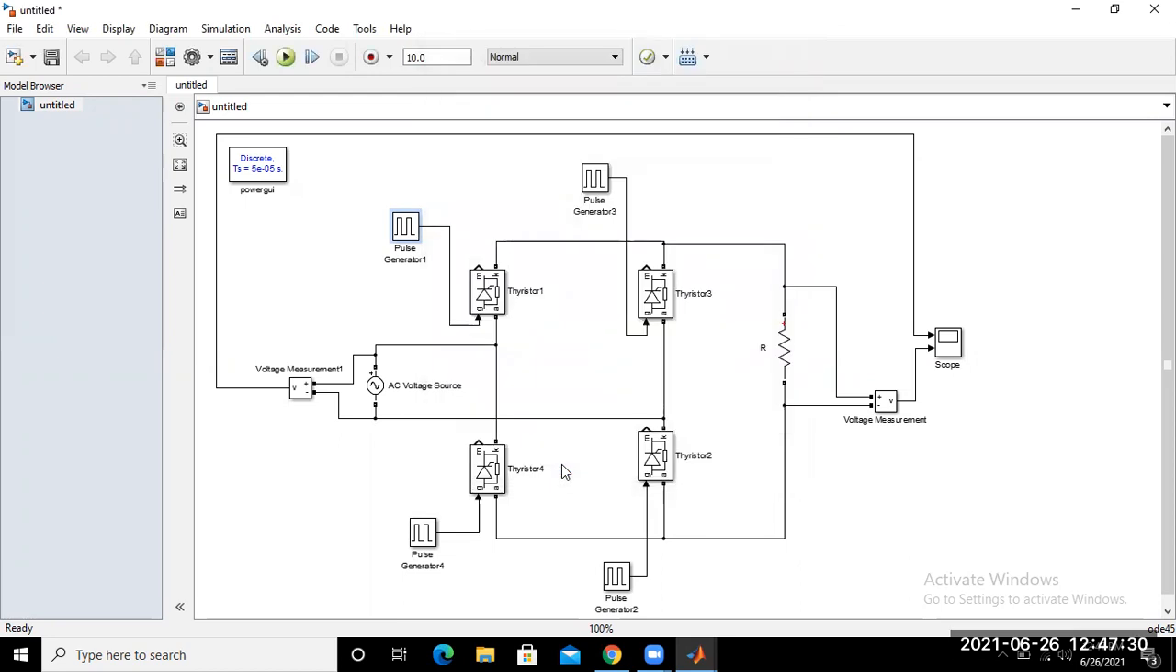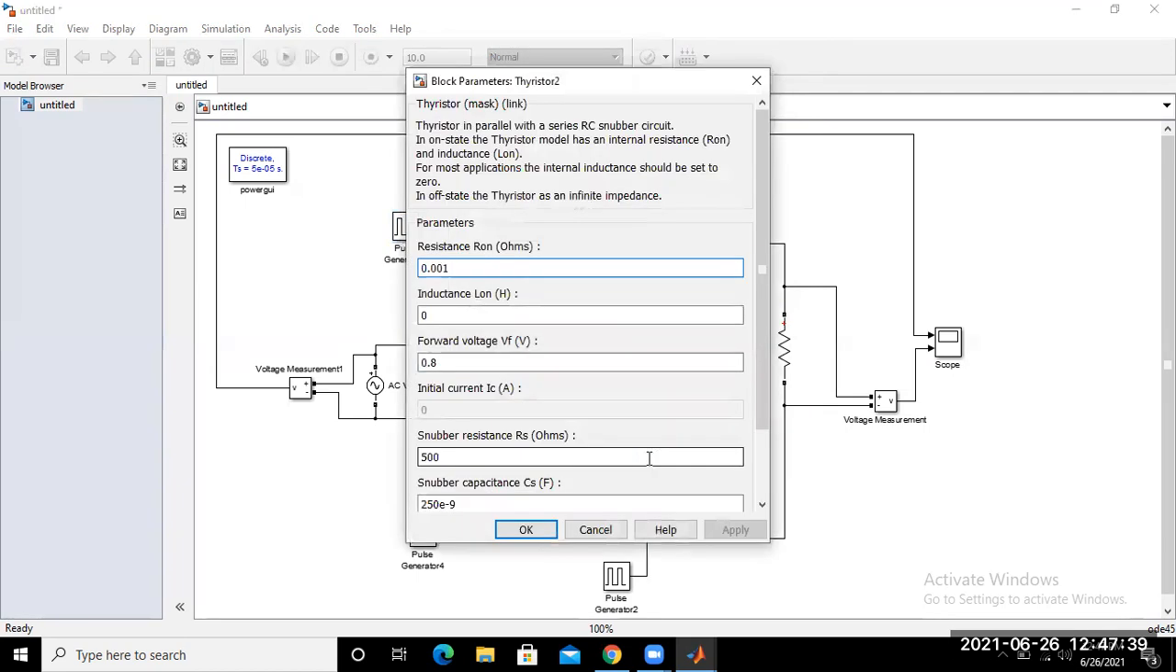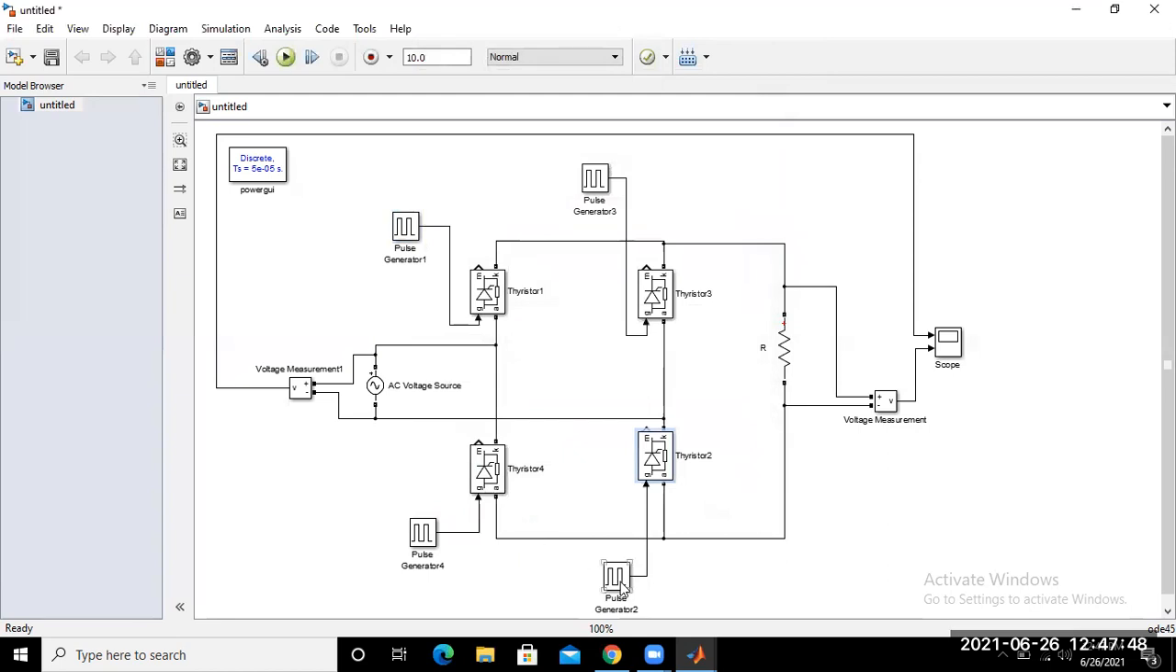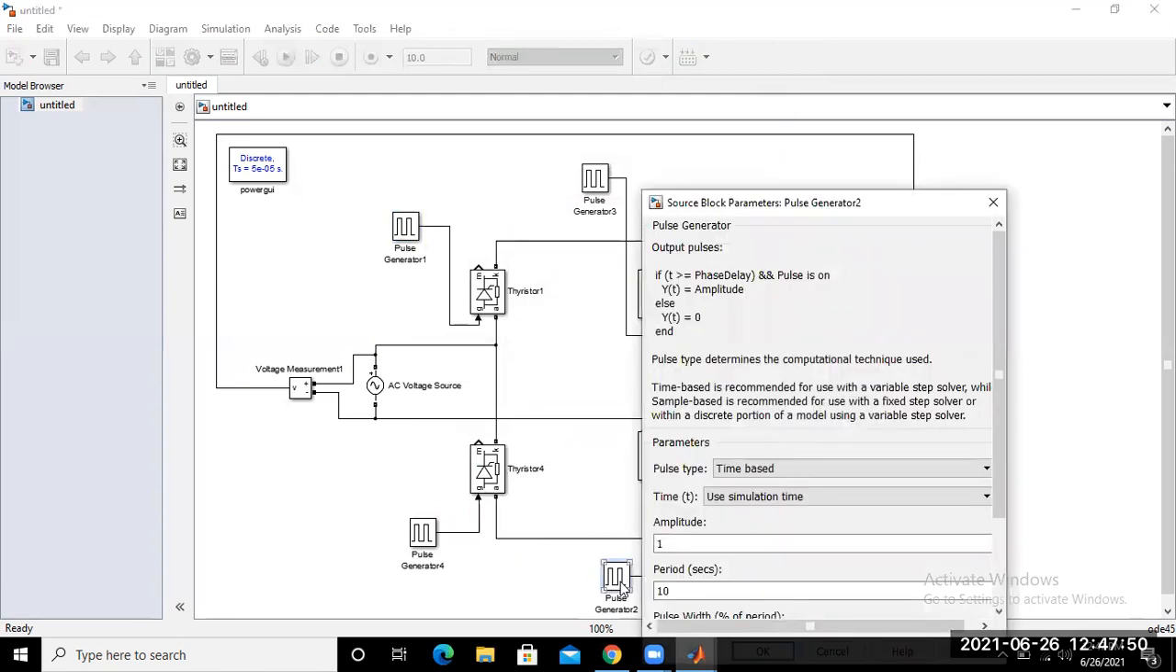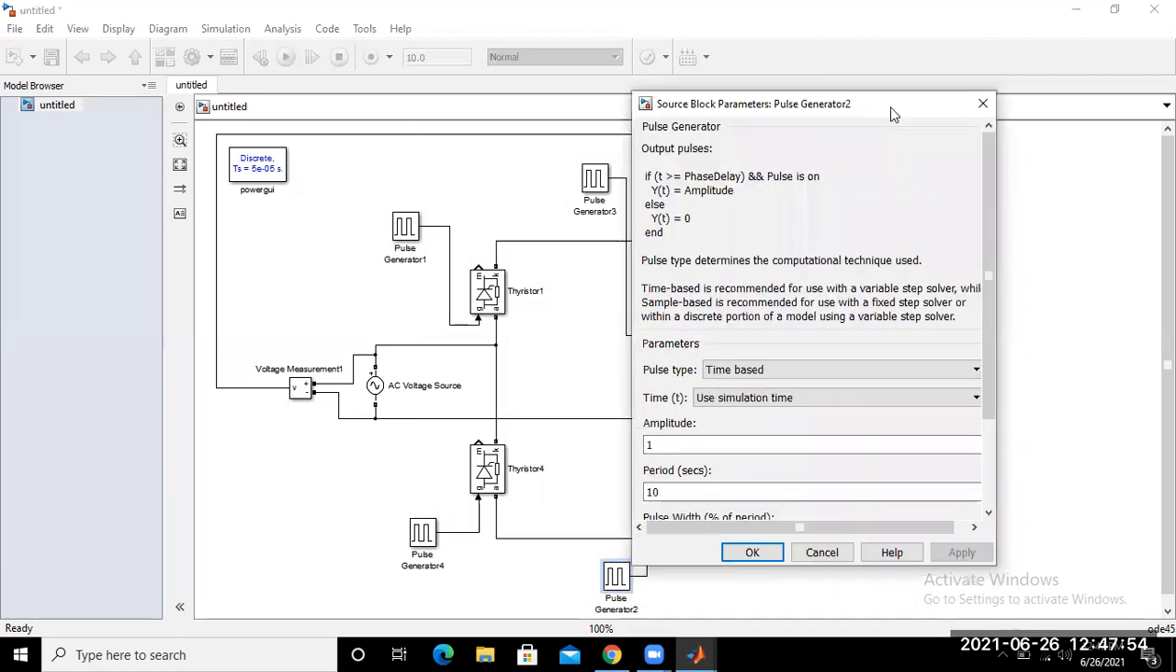Thyristor number 1 and thyristor number 2 conduct simultaneously, so the phase angle delay of this thyristor is also the same. So just put it here, pulse generator 2. Click on this point and put the amplitude value, which is 10.